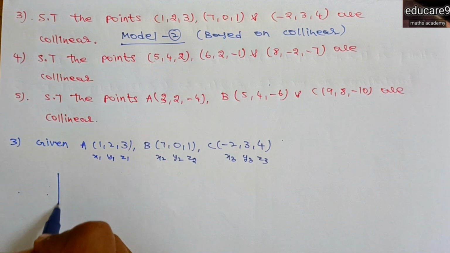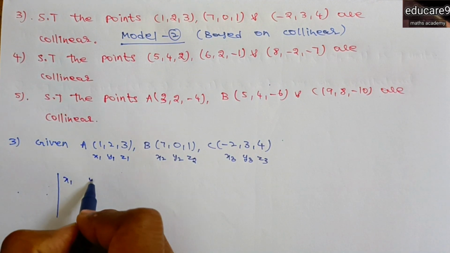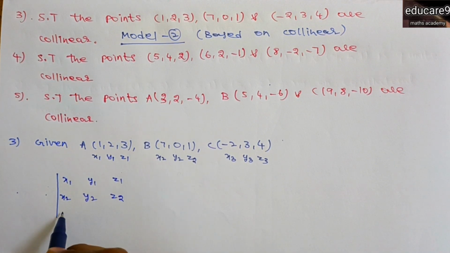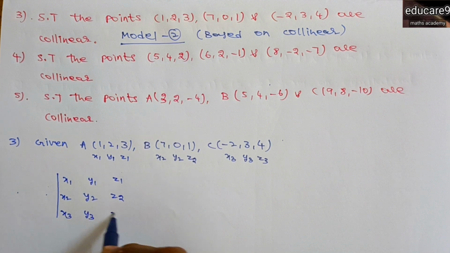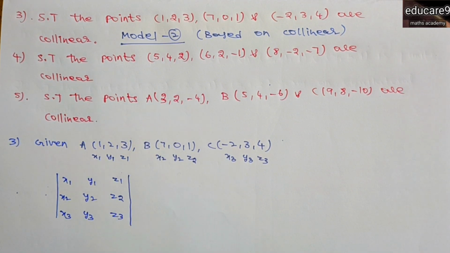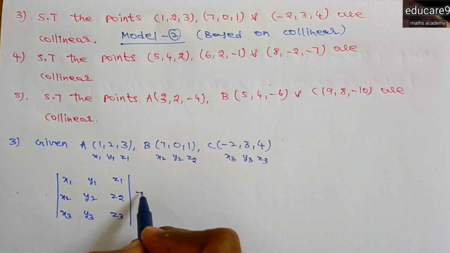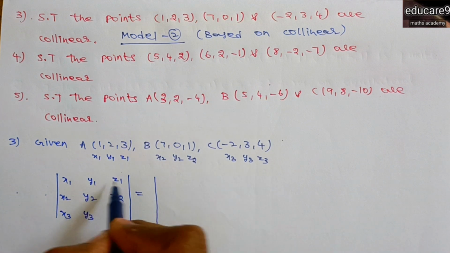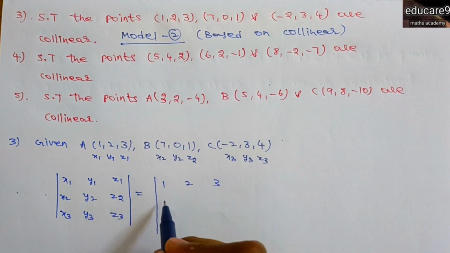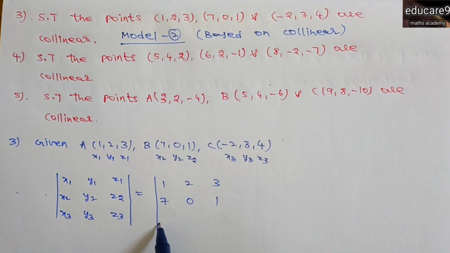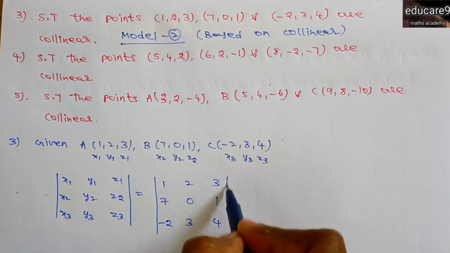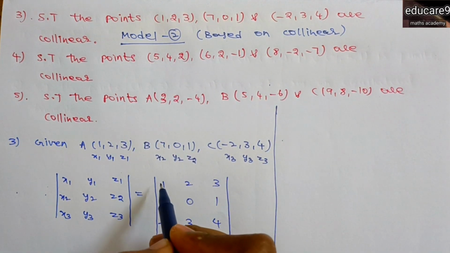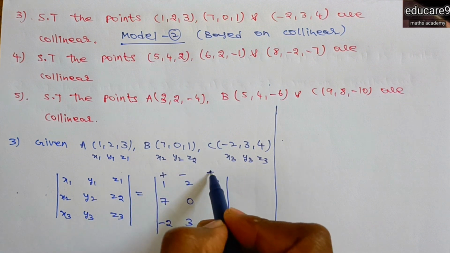So we can find the determinant of x1, y1, z1, next x2, y2, z2, and x3, y3, z3. So which is equal to, substitute the values. First x1, y1, z1, 1, 2, 3. Next 7, 0, 1. Next minus 2, 3, 4. So we can find the determinant of this. First we can assign the symbols plus, minus, plus.